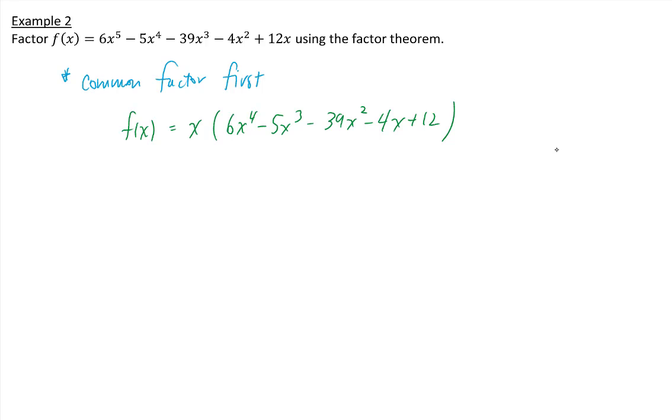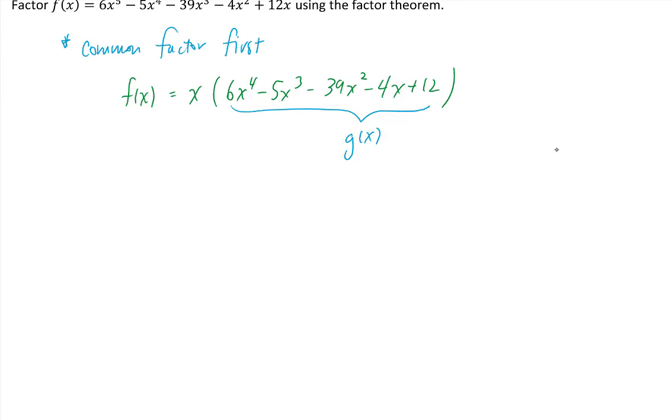So one of our factors is x. We want to factor this remaining quartic function. So let's call this g of x. So now we're going to use the factor theorem in order to find a second factor for this function. So let's decide on what numbers we should try. So we look at the 12. That gives us a lot of numbers. Plus or minus 1, plus or minus 2, plus or minus 3, plus or minus 4, plus or minus 6, and plus or minus 12.